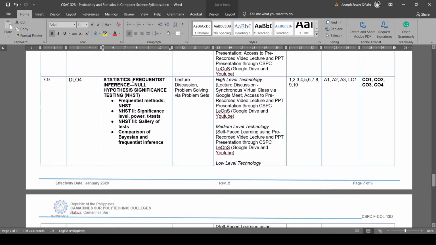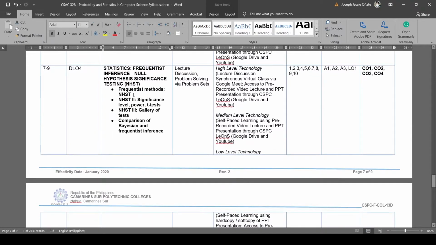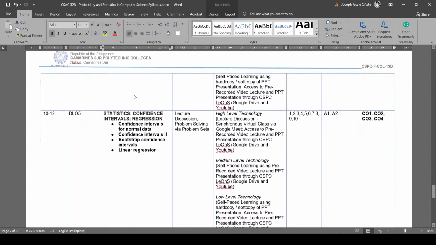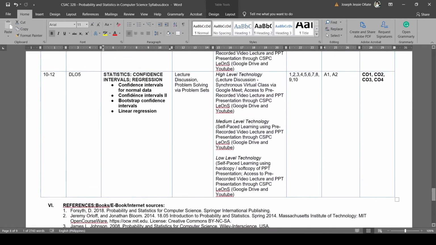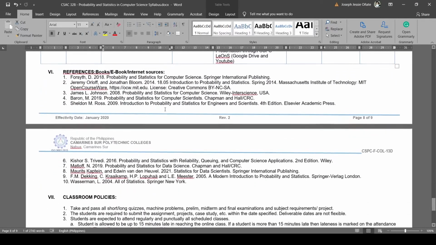Next is the second school of statistics, frequentist inference, also known as NHST or null hypothesis significance testing. Under this topic, we'll discuss frequentist methods or NHST, NHST 2, which consists of significance, level, power, t-tests, NHST 3, which consists of the gallery of tests, and lastly, comparison of Bayesian and frequentist inference. The last topic we will discuss under statistics is confidence intervals and regression.